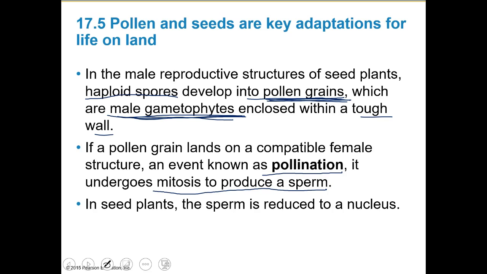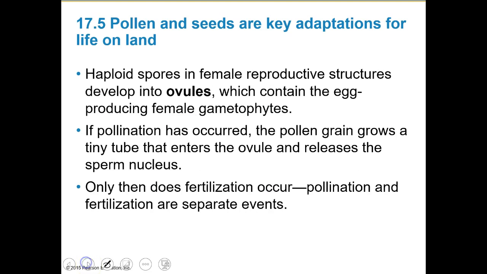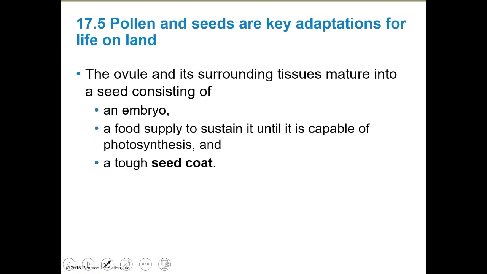It's tricky. In seed plants, the sperm is reduced to a nucleus. It's the whole same process, but it's really pared down. Female reproductive structures known as ovules contain the egg-producing female gametophytes. So in our ovules, which are still housed there, we have female gametophytes. If pollination has occurred, the pollen grain will grow a tiny tube that enters the ovule and releases sperm nuclei. Only then does fertilization occur. So it's a lot of words. We'll look at the structure, and you can take a look at it and come back to it.